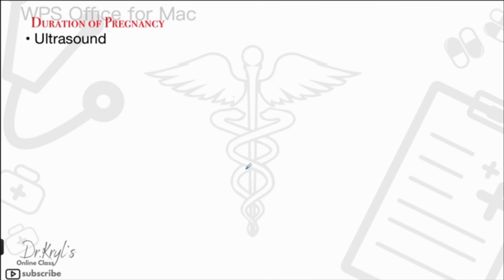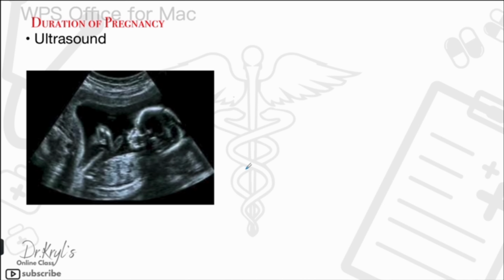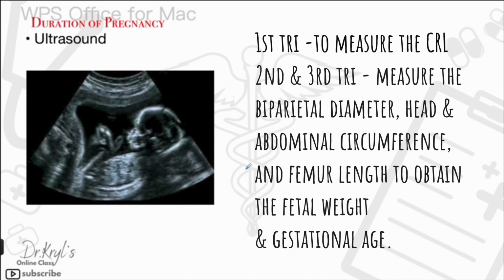Okay, ultrasound. An ultrasound may be used to obtain an estimated gestational age in the first trimester. An ultrasound is used to measure the fetal crown-rump length, commonly known as CRL, right? This CRL measurement is the most accurate way to date a pregnancy. In the second and third trimester, the biparietal diameter, head circumference, abdominal circumference, and femur length are measured to obtain an estimated fetal weight and gestational age.